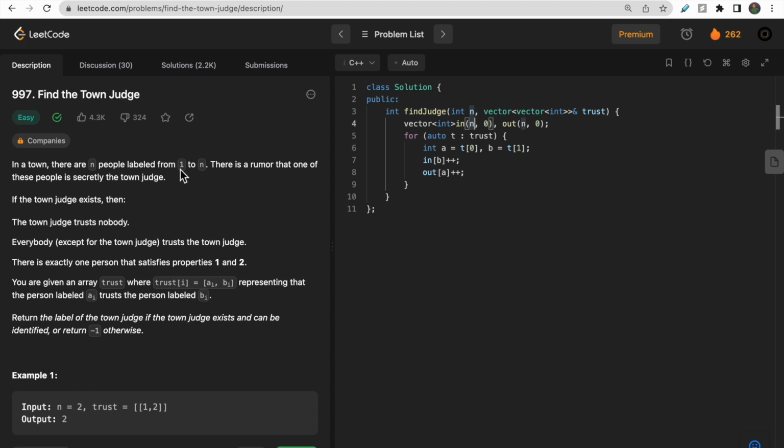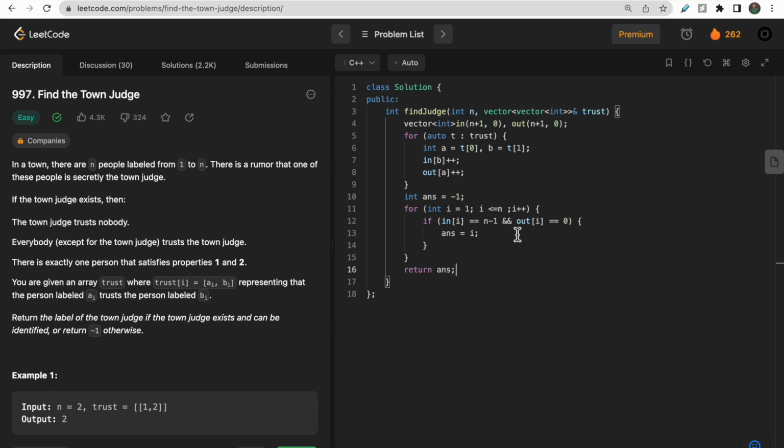One thing to take care of: here we have 1 to n people, so for that we will create these arrays of size n plus 1. Now let me initialize the answer variable as -1, and we will traverse all the persons from 1 to n and check the in degree and out degree. So if the in degree of person i equals n minus 1 and the out degree of person i equals 0, then we can say we got our answer as i, and we return this answer. Whenever we get our answer, we break, because there is only one town judge. There cannot be multiple town judges.